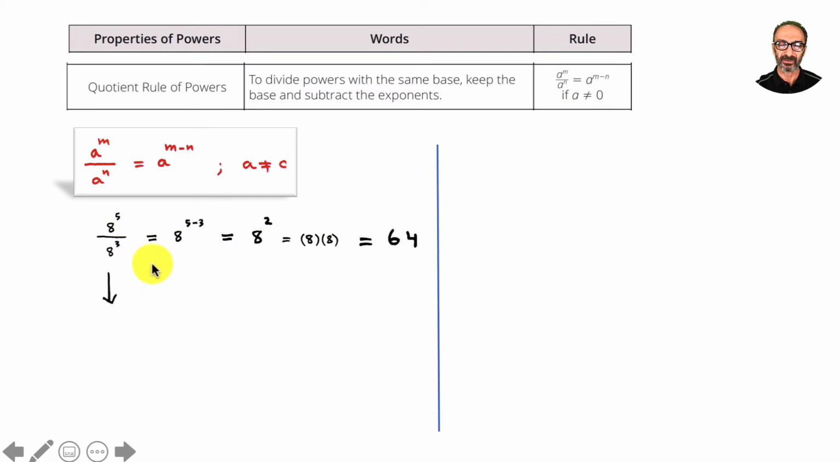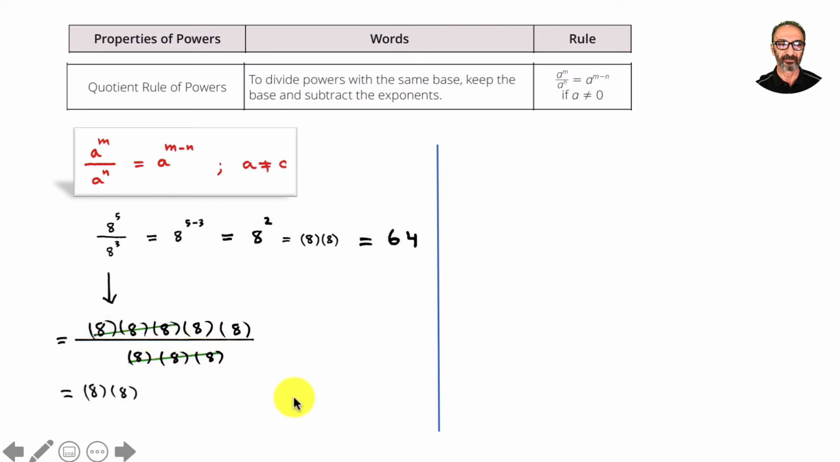Well, that means I have a fraction of 8 times 8 times 8 times 8 times 8, five 8s on top, over 8 to the third, which is 8 times 8 times 8. Cancel three 8s, and what do you have left? Two 8s. That's 64 again.